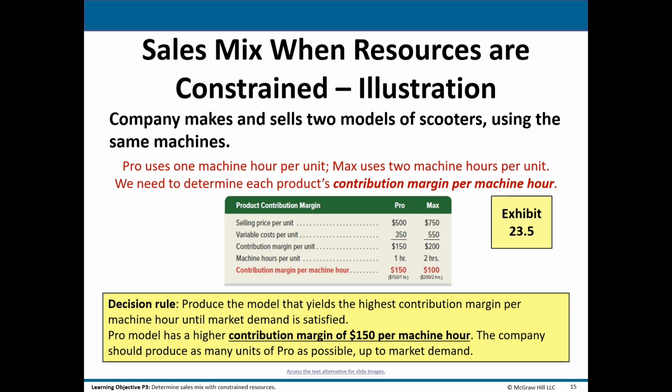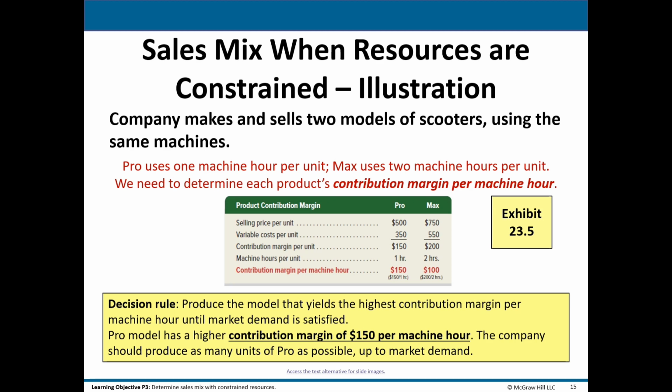The company has a capacity of 2,000 machine hours per year. Pro model uses 1 machine hour per unit, while Max model uses 2 machine hours per unit. The company should produce the model that yields the highest contribution margin per machine hour until market demand is satisfied. Exhibit 23.5 shows the contribution margin per machine hour for both models. The Pro model has a higher contribution margin of $150 per machine hour. The company should produce as many units of Pro as possible up to the market demand.